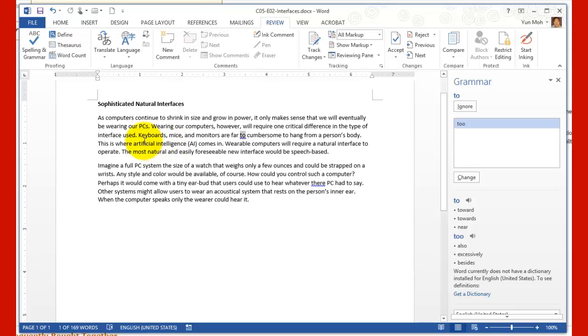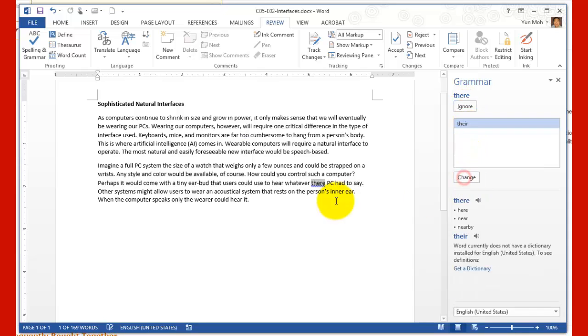Let's read the sentence here: keyboards, mice, and monitors are far too cumbersome. Is it T-O? No, it should be T-O-O. So go ahead and change it. By the way, you can click on this speaker icon, and also get more information about the words. I'm going to click on change while "too" is selected, and it goes to the next one.